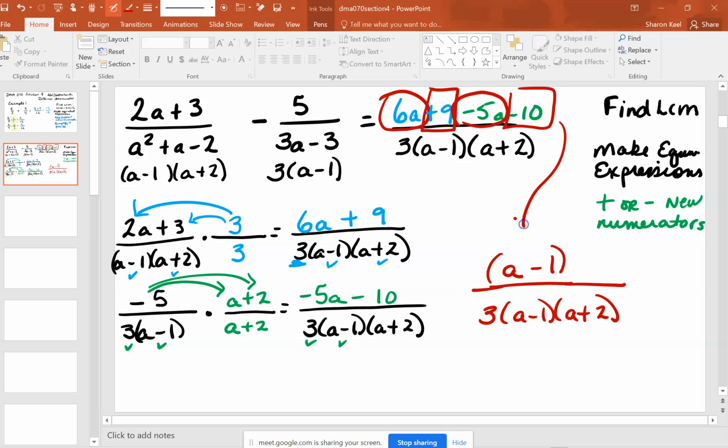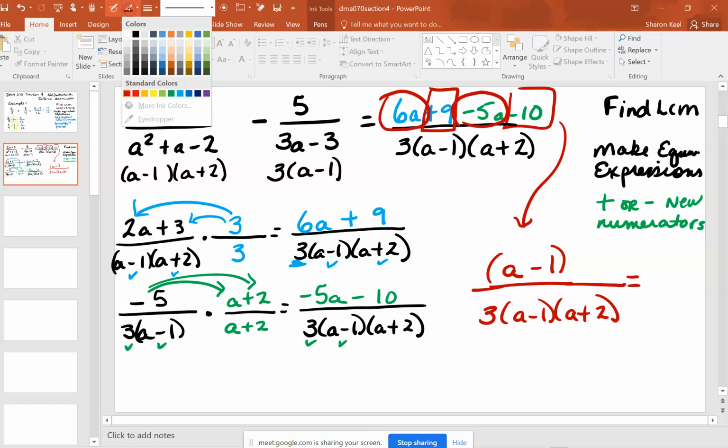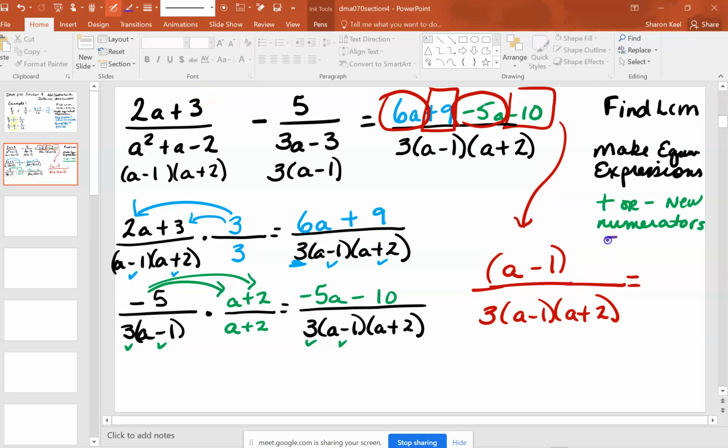Okay, so all of that got combined, and that's what we have here. And after we have added and subtracted, then what we would do is simplify if possible. So in this case, we have an A minus 1 both here and here that cancel. When things cancel, they cancel and become a 1. My denominator is going to be 3A plus 2, and you have to remember to put that understood 1 where it canceled in the numerator.